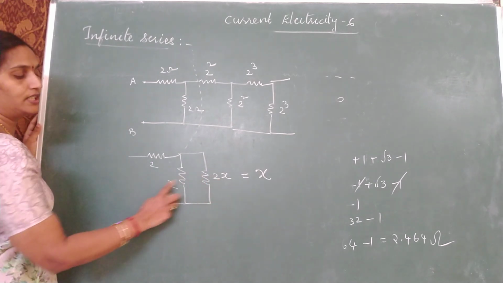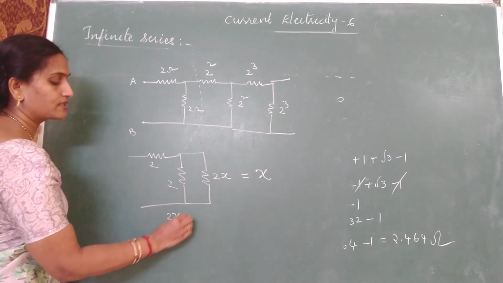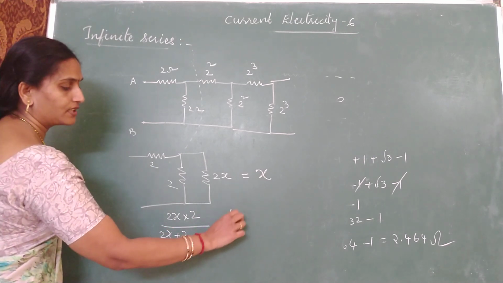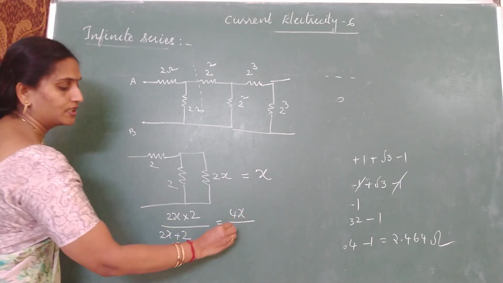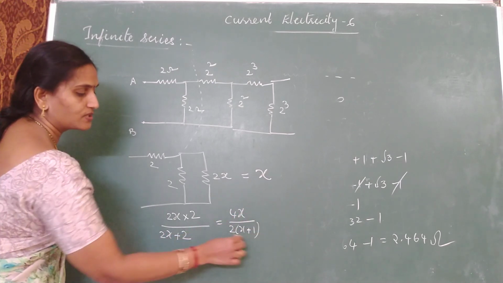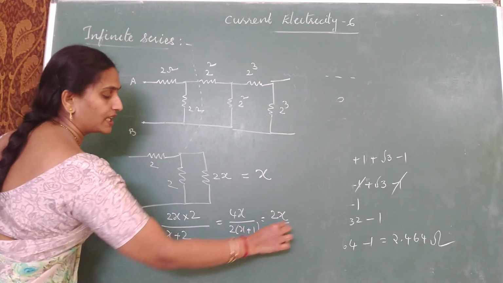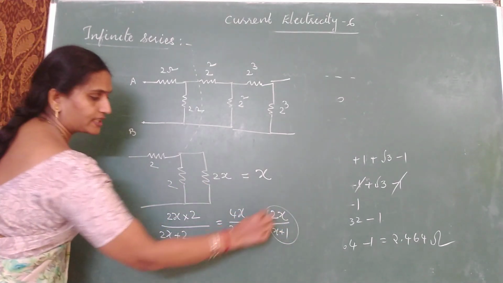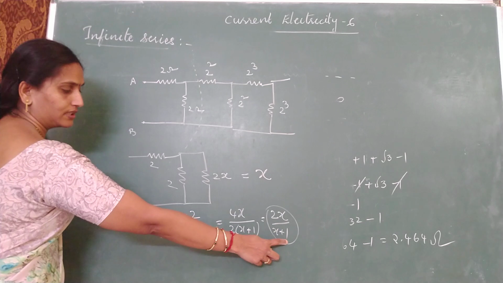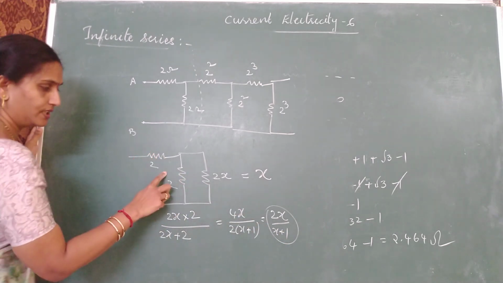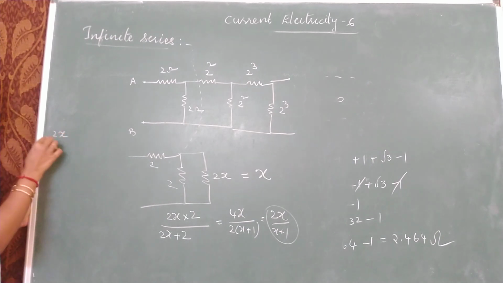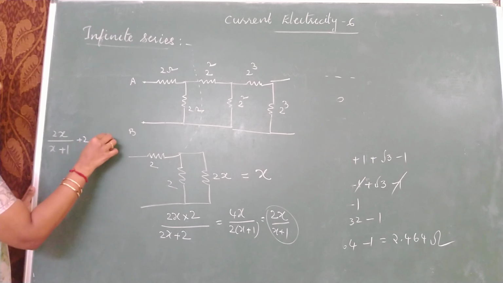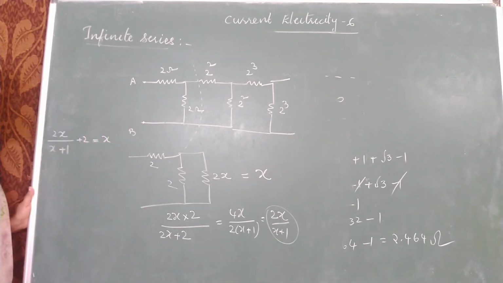Find out what the answer should be now. 2x and 2, how are they connected? In parallel. So 2x into 2 by 2x plus 2, that is 4x by 2 into x plus 1. I'll write it as 2x by x plus 1. These two in parallel combination give 2x by x plus 1. Is that in series with 2? Yes. Here I write 2x by x plus 1 plus 2. The answer should again be equal to x. Now again you are getting a quadratic equation.